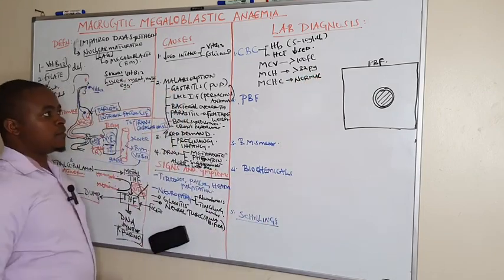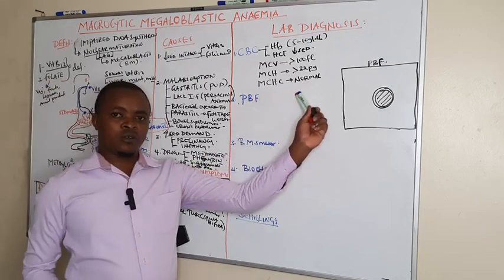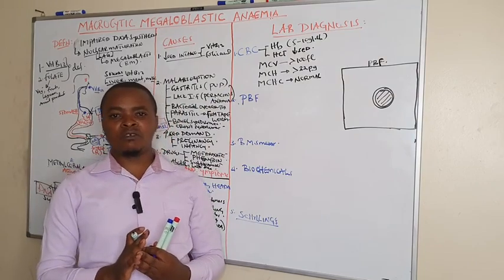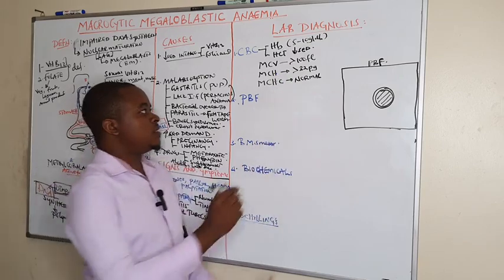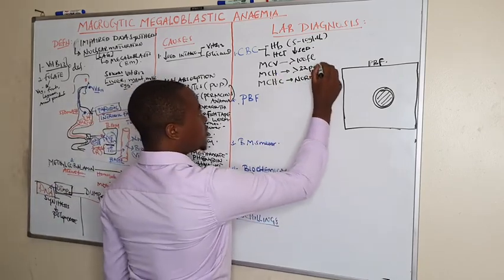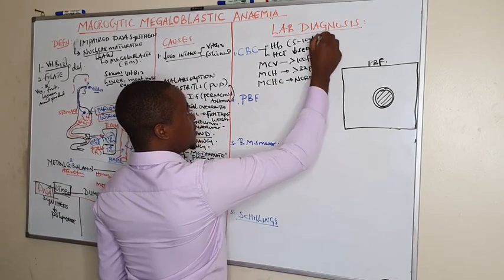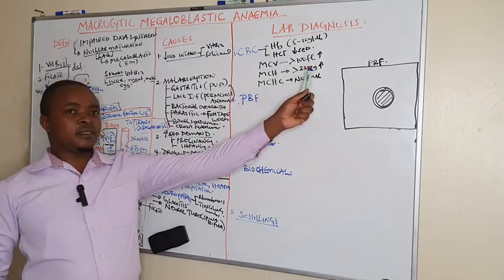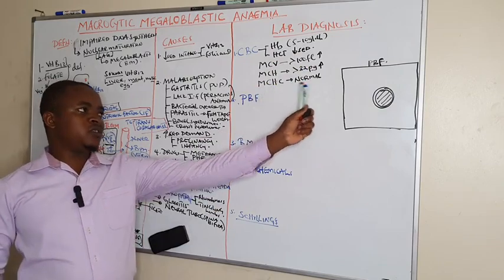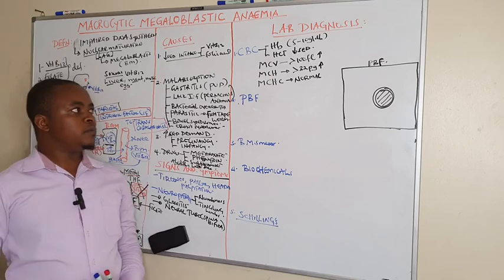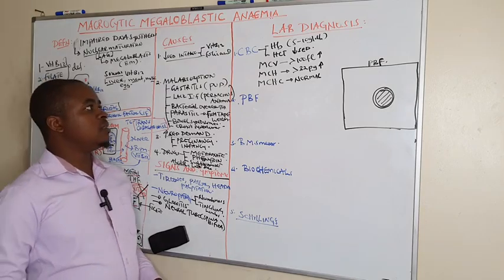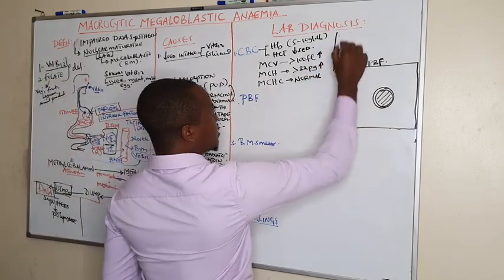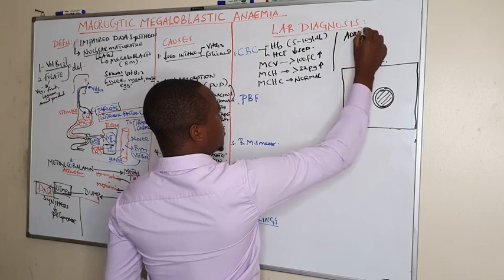This is under CBC. Why is MCHC normal? The concentration of hemoglobin, there is just a slight increase in the concentration of hemoglobin. So MCH goes high, but MCHC remains normal. So MCV is high, MCH is high, and the Hb and hematocrit are low. That's why we say they are macrocytic but normochromic, because the MCHC is normal. That is under CBC.